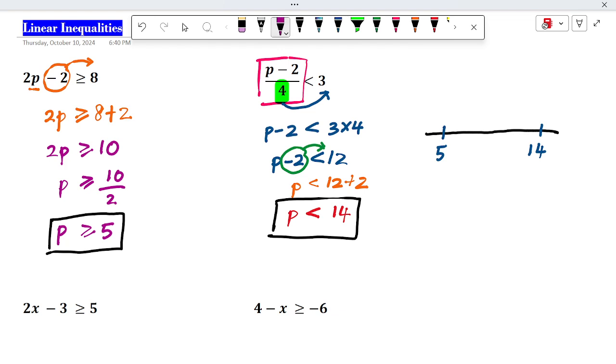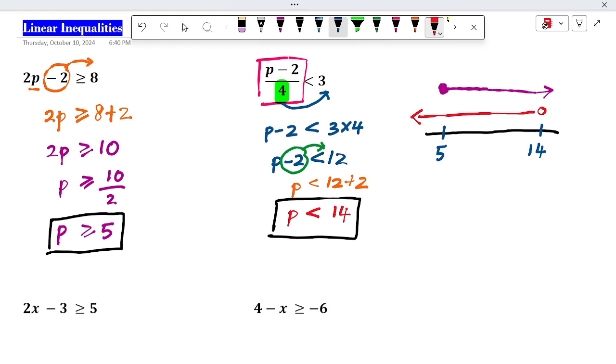Next, more or equals to 5. We will color the dot here on 5. It will go towards the right, so draw an arrow towards the right. Next, less or equals to 14. So on 14, less or equals to will go on your left.